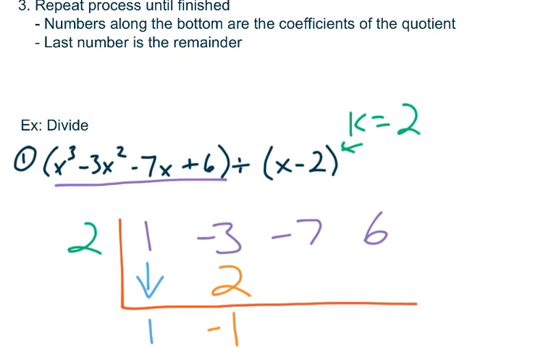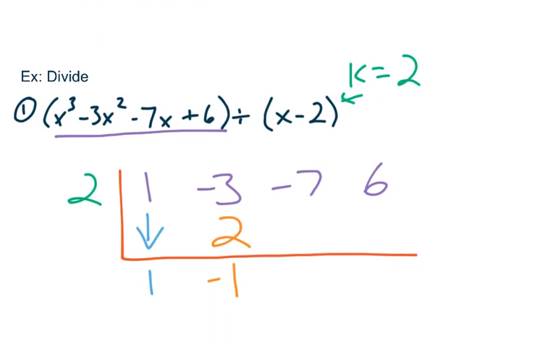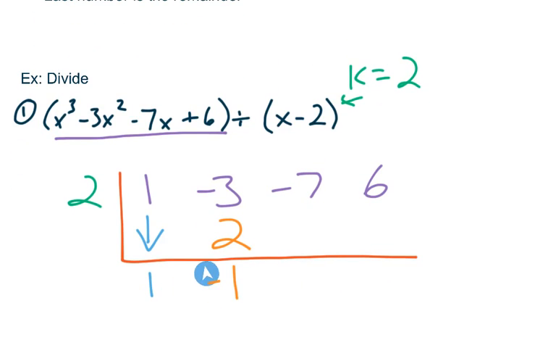Do it again, because now we're at step 3. Repeat the process until finished. So now we're going to take negative 1 times 2. And let me come up with a different color. How about brown? Negative 1 times 2 is negative 2.